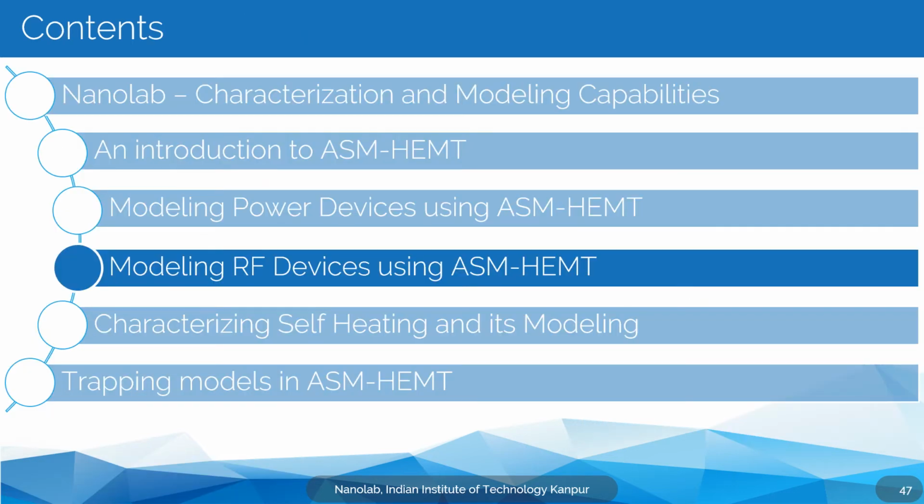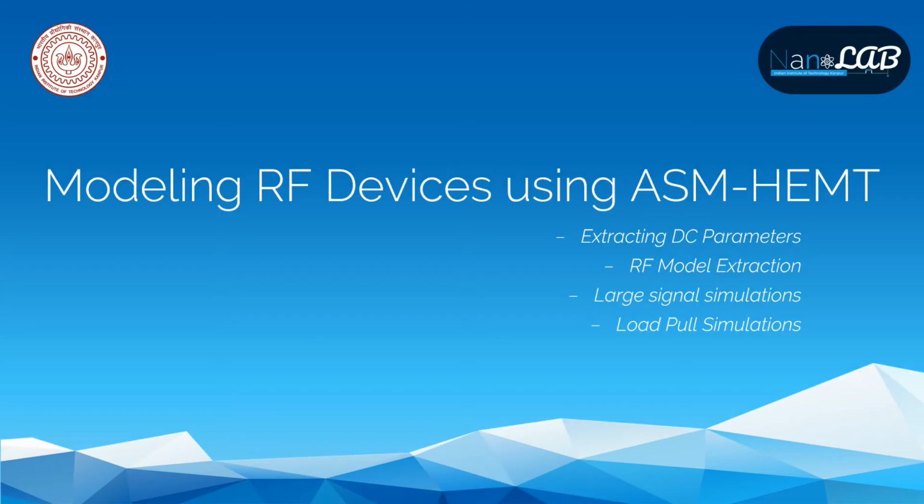Now, the next section which we're going to discuss is the RF devices and how to extract a model card for RF devices using ASM-HEMT. Again, in this case, we'll start with DC parameters. Then we talk about the specifics of RF model extraction. Then we'll show some results for large signal and load pull simulations.